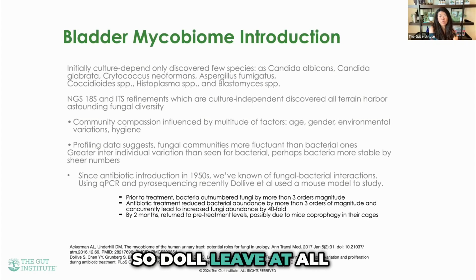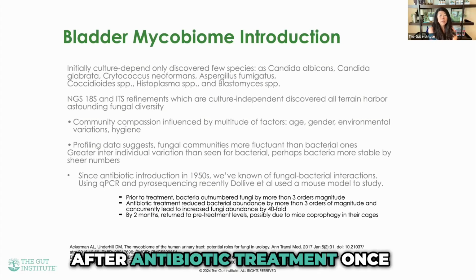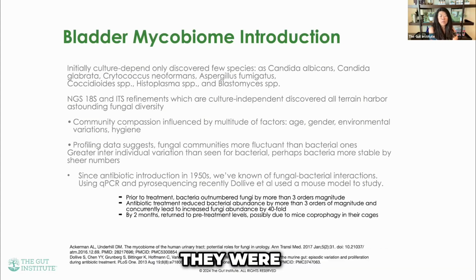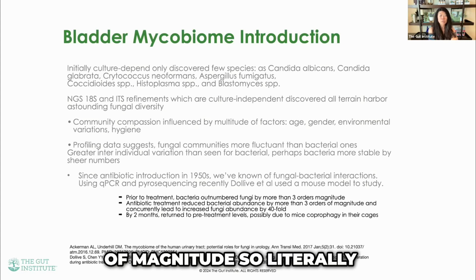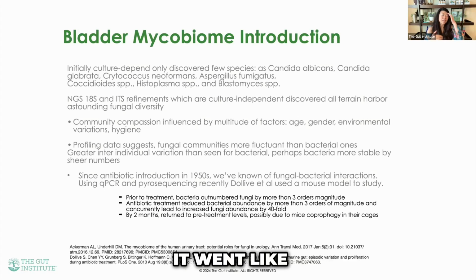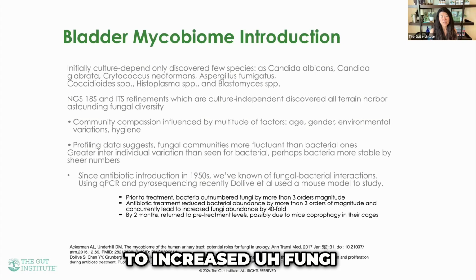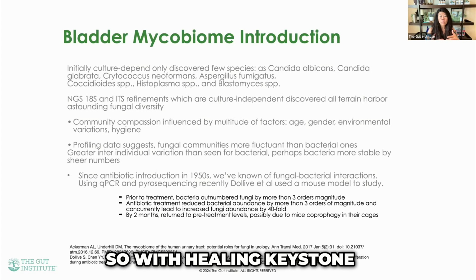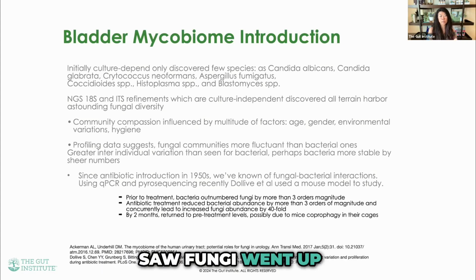So Dollive et al. used a mouse. I went over this yesterday, but prior to treatment, bacteria outnumbered the fungi in these mice by 3 orders of magnitude. So that's like 1,000-fold. After antibiotic treatment once, bacterial abundance went down 3 orders of magnitude. And this led to increased fungi abundance by 40-fold. So with healing keystone flora bacteria, when they recede, what happens? They saw fungi went up 40-fold.